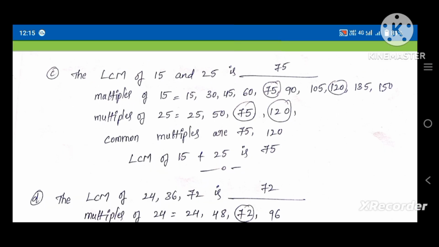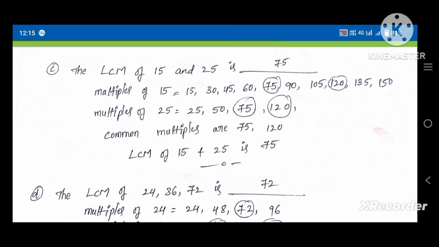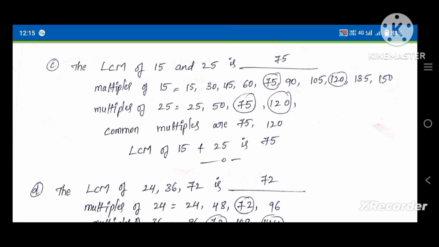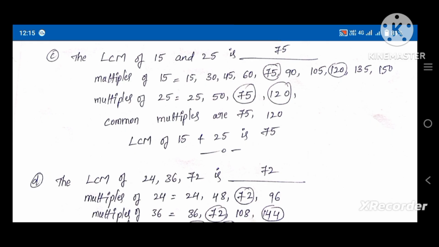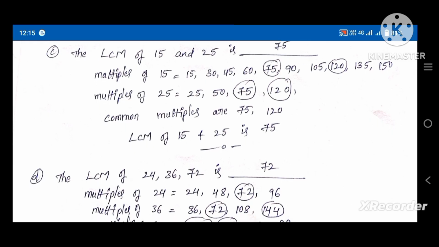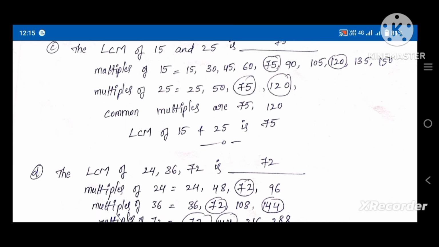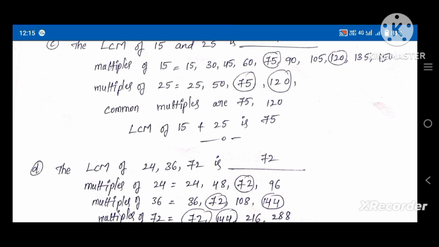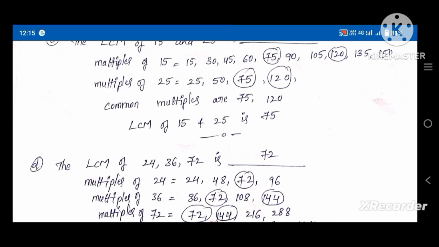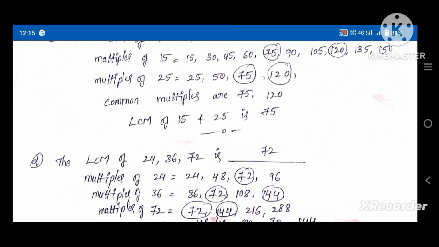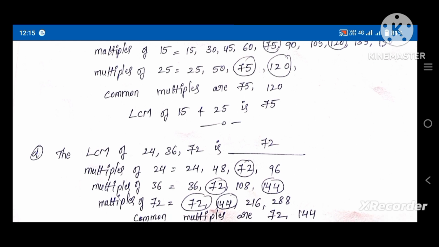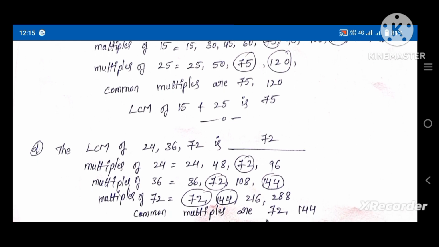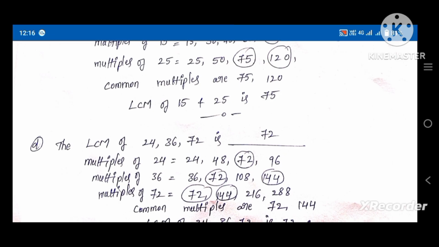C. The LCM of 15 and 25 is 75. Multiples of 15: 15, 30, 45, 60, 75, 90, 105, 120, 135, 150. Multiples of 25: 25, 50, 75, 120. Common multiples are 75, 120. The LCM of 15 and 25 is 75.